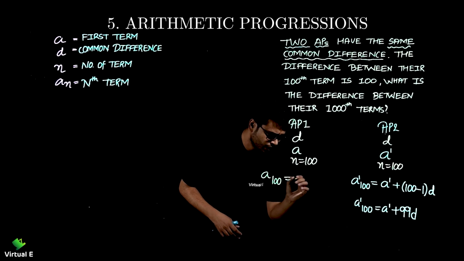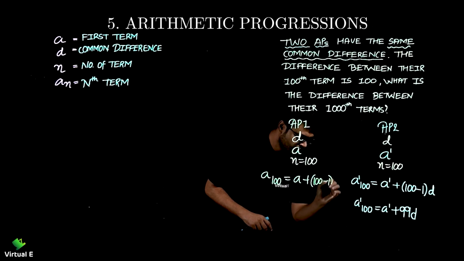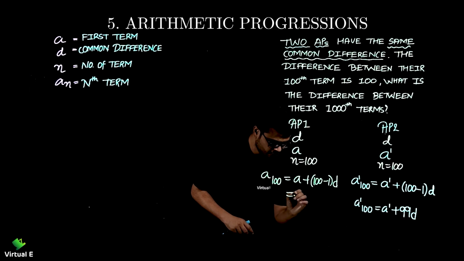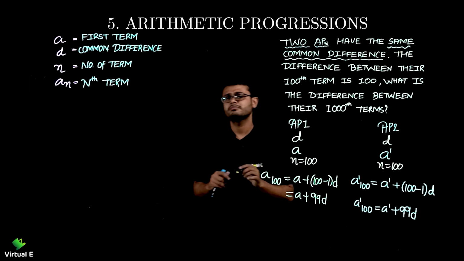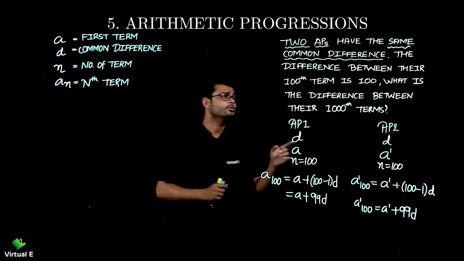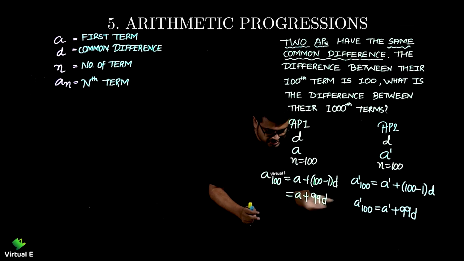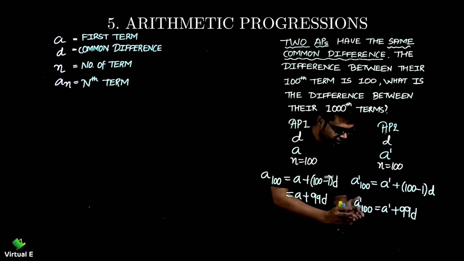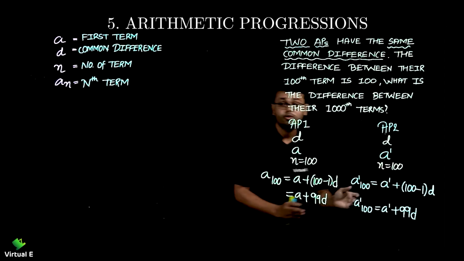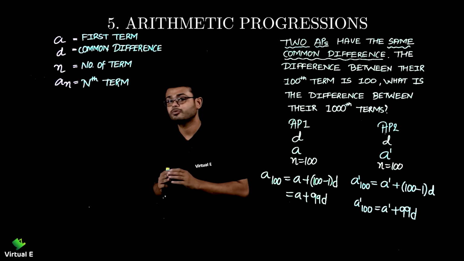A100 is equal to A plus (N minus 1) into D, so A plus 99D. Simple. Now what we need to do? We need to take the difference. It is given that if I subtract this term A100 of this AP and A dash 100 of this AP, I am going to get 100. This condition is given in the question.